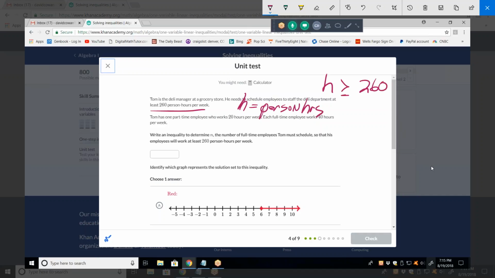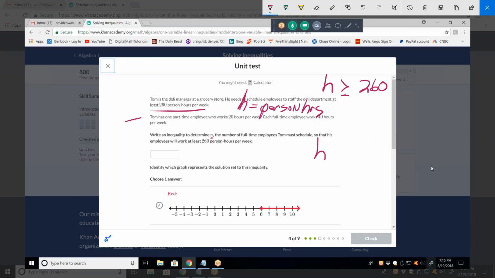Now let's go to the next one. Tom has one part-time employee who works 20 hours per week. Each full-time employee works 40 hours per week. Okay. Write an inequality to determine N. This first one is H, person hours. N is the number of employees you have to schedule. So first of all, as part-time employee, what are we going to do here? We're going to subtract 20 hours from 260.